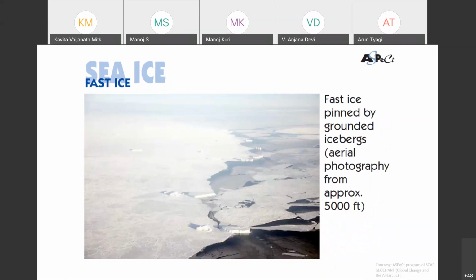Then fast ice is nothing to do with the formation, but it is actually the landmass portion, which is the ice portion, which is attached or clinched to the land. So this basically, if we go for optical remote sensing to classify all the sea ice types, then this fast ice creates a problem because, as you can see, it really looks like a sea ice, but it is actually not a sea ice. It is a fast ice, and it will usually have snow over its surface.